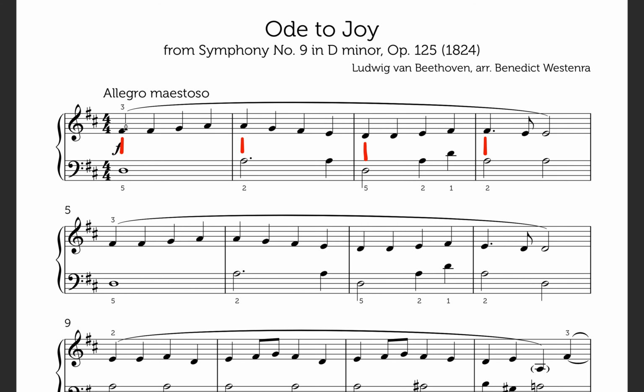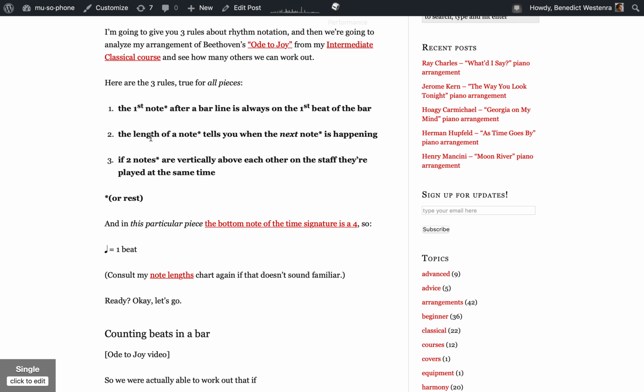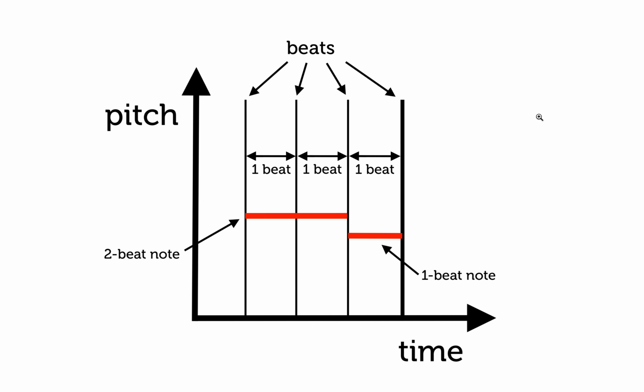So if we have a 1 beat note, the next note, well, let's go back to this diagram from the previous tutorial. Here is a 1 beat note right here. It's a different way of representing notes. If we see beats as vertical lines, in other words, as points in time, and a 1 beat note is starting on a beat, then it's going to finish exactly on the next beat.